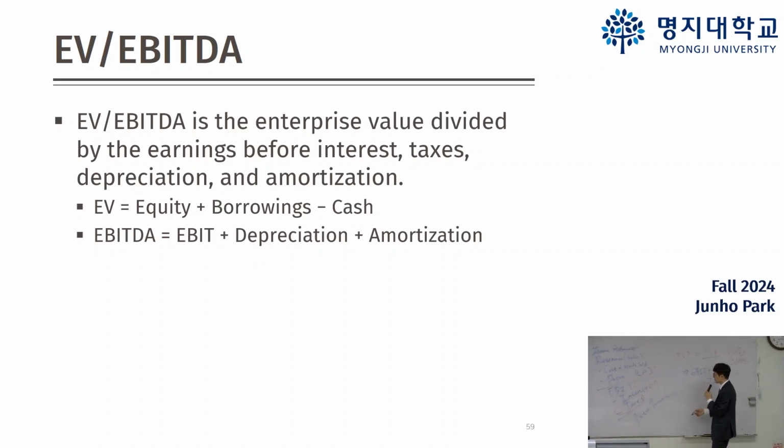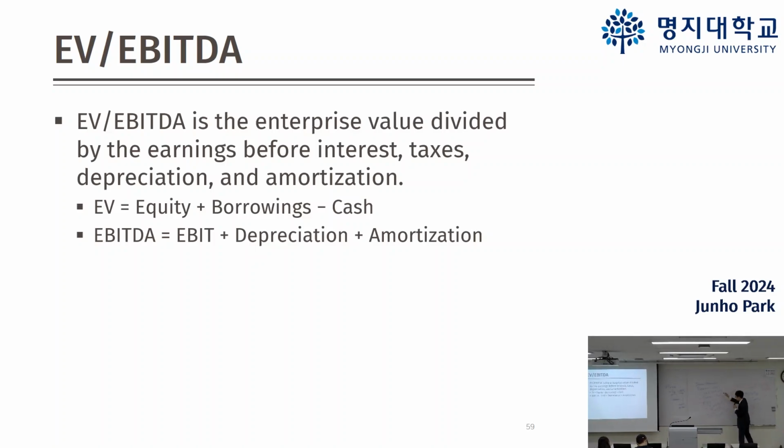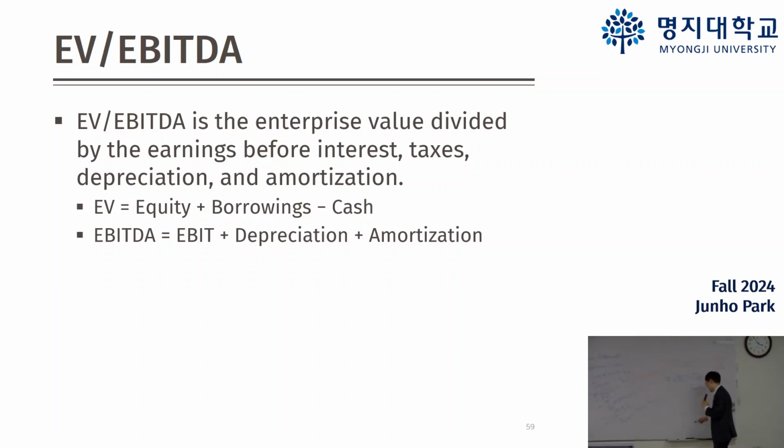And then EBITDA is EBIT plus depreciation and amortization. So therefore, if we know the EBITDA, and we just ignore the tax part, then EBITDA should be the same as the operating cash flow. So that's why EBITDA is more important. It is a more precise measure than the net income, if we are going to focus on the cash flows.